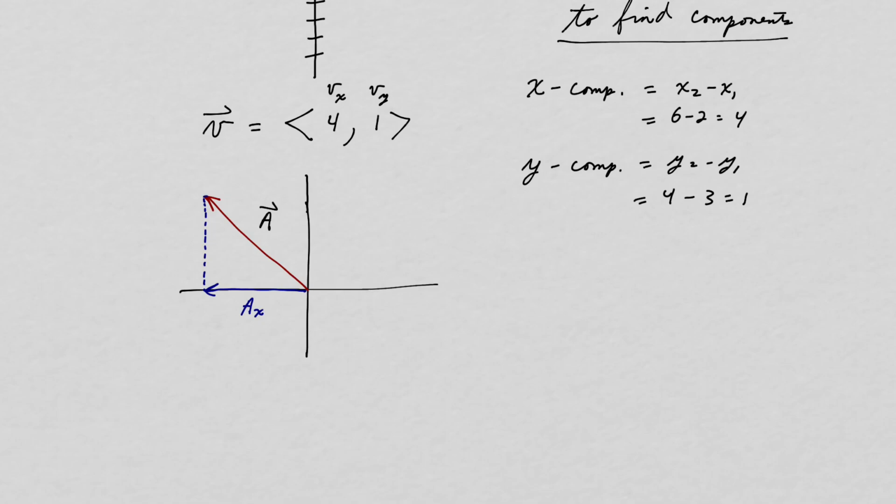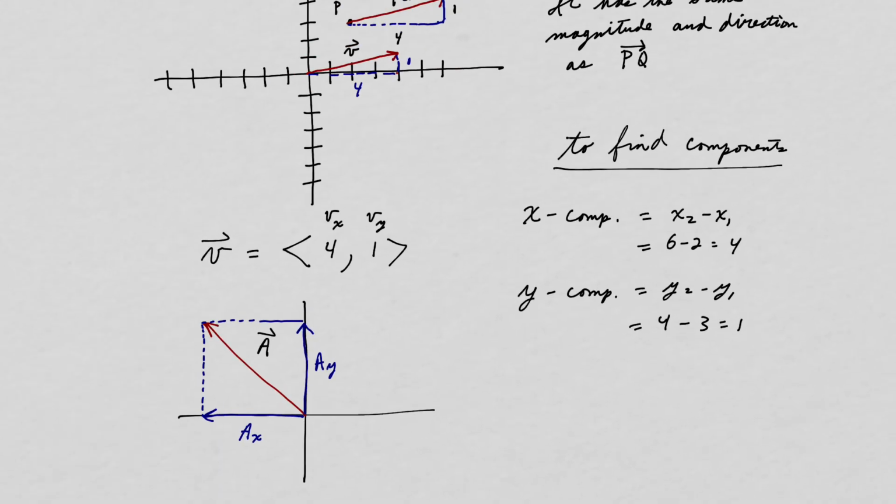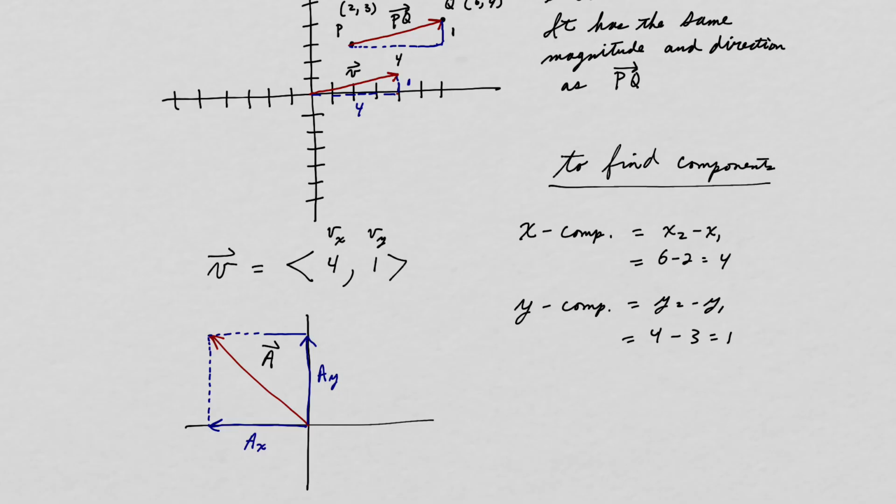So I'm drawing a perpendicular to the y-axis. And this component right here is my y component, which I usually call AY. And the sign is important. In this case, AX would be negative, AY would be positive. Okay, so that's what we mean by components. Now in our example, because it was in the first quadrant, the x component was positive, 4 to the right, and the y component was also positive. So in this case, Vx is equal to 4, and Vy is equal to 1, both positive.